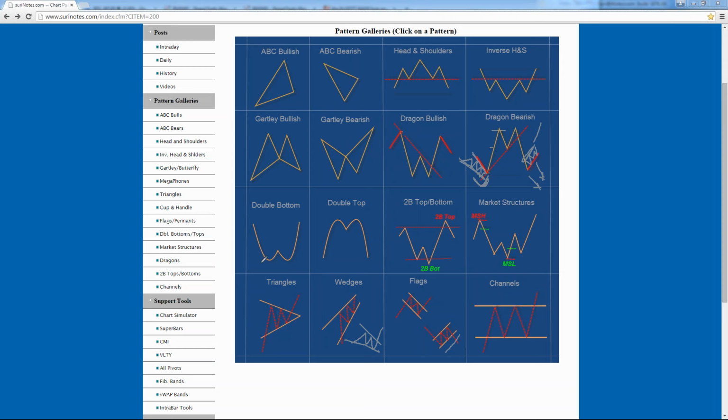Double bottom, double top, nothing needs to be said. Same things. I wish they all looked this clean. You know, they never do. These two are the ones which play havoc with investors' and traders' minds. These are known as the market structure lows, and he explains them in detail. I'm talking about Suri's notes, so click on them and look at the videos. These are the ones that drive traders out of their minds.